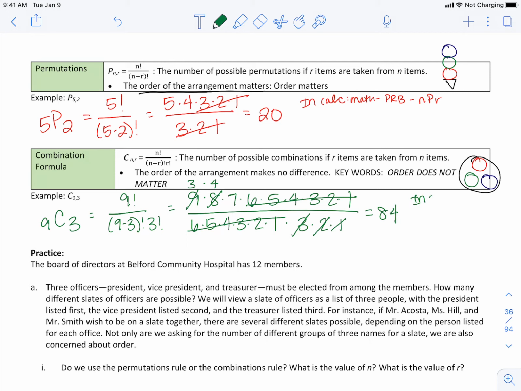And as a reminder, in the calculator, this one is going to be math, again PRB, our probability menu, and now we're choosing nCr for a combination.